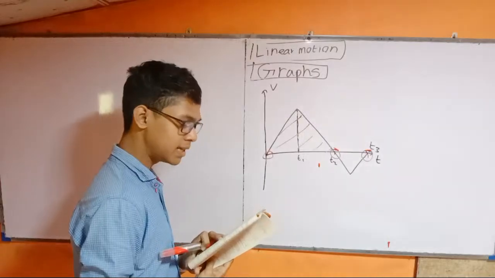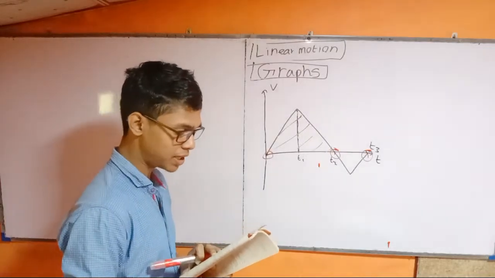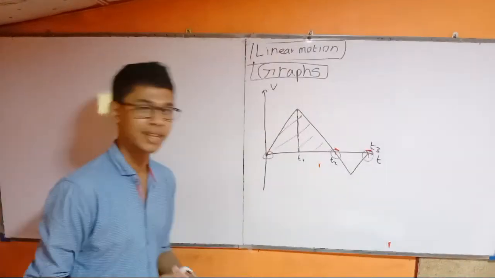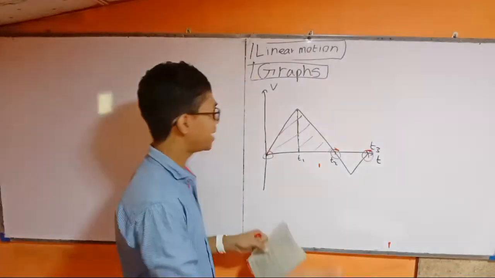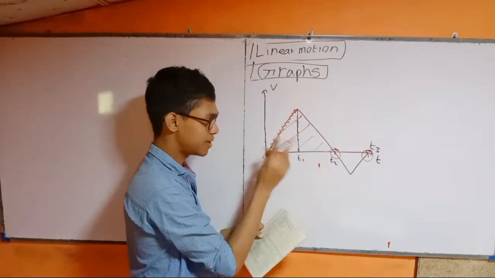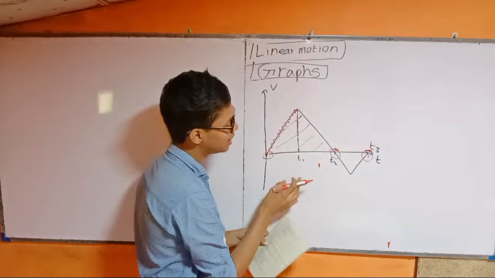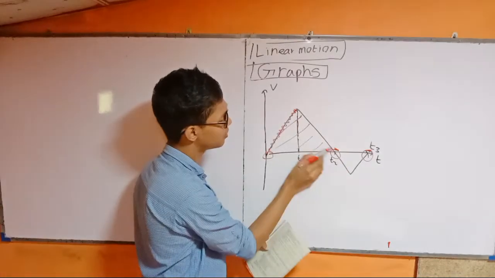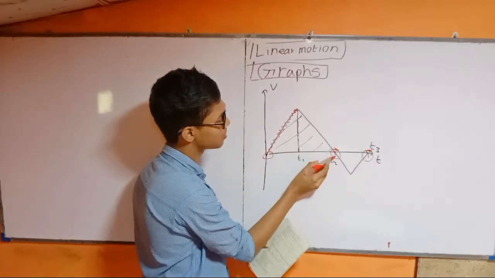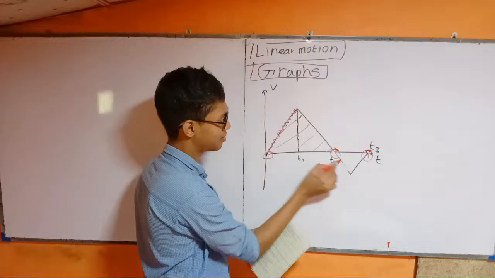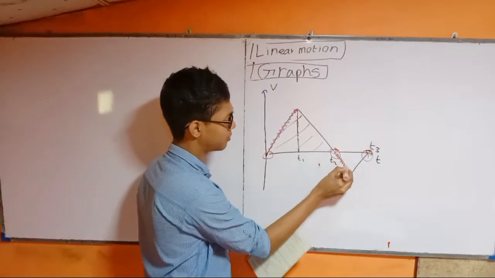So next, statement number 3: the particle accelerates only during the time interval 0 to t1. Obviously this is acceleration. Then what else do you see? This is deceleration. From here to here, deceleration. And this is positive acceleration, this is negative acceleration.